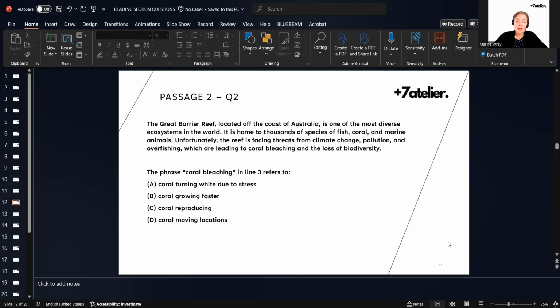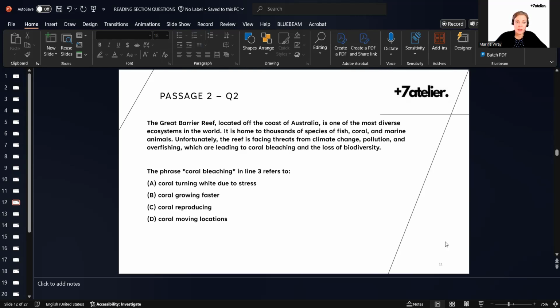Let's go to the second question. The phrase coral bleaching in line 3 refers to A. Coral turning white due to stress. B. Coral growing faster. C. Coral reproducing. Or D. Coral moving locations.